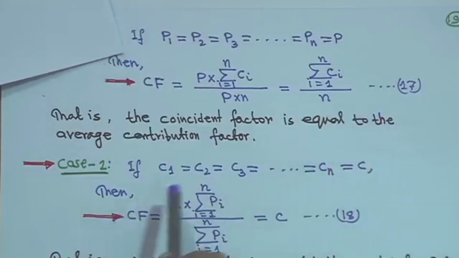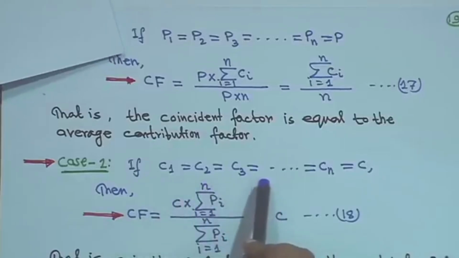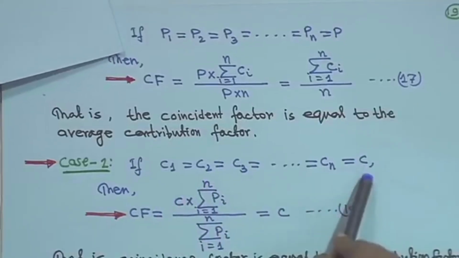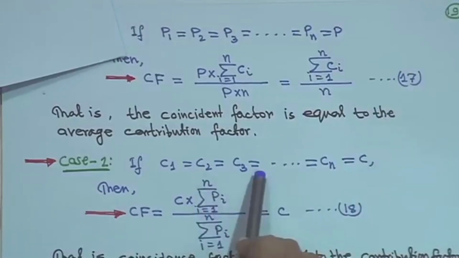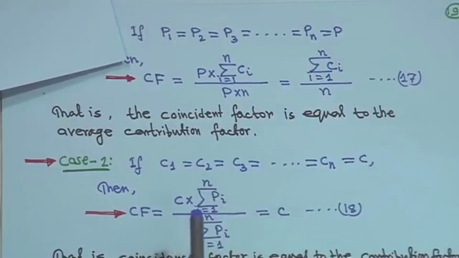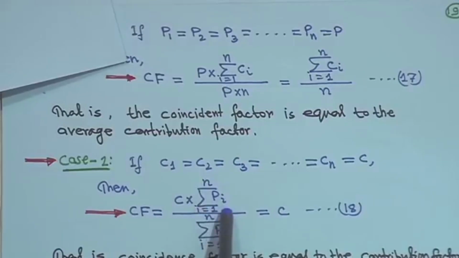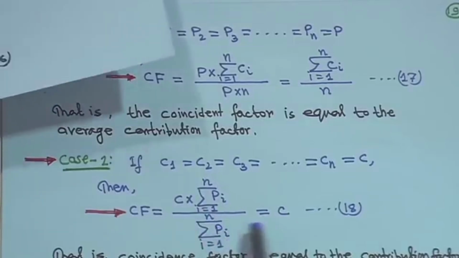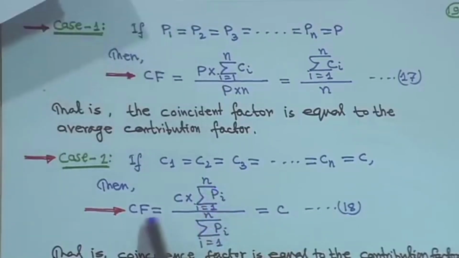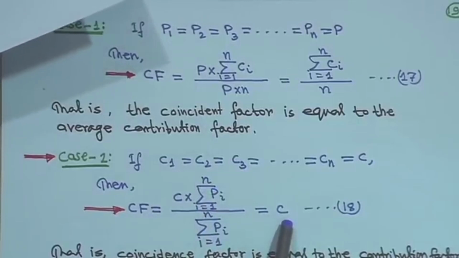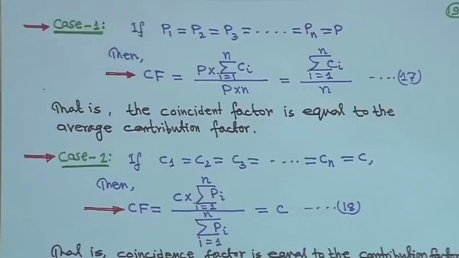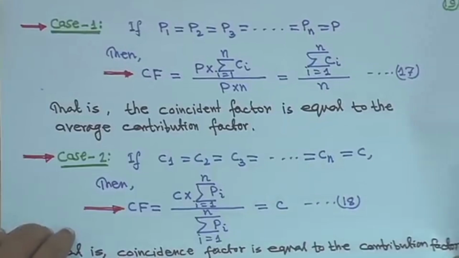Similarly, case 2: if C1 = C2 = C3 = ... = Cn = C, all are the same contribution factor. In this case, Cf will be C times the sum from i = 1 to n of Pi upon the sum from i = 1 to n of Pi, so this term will be cancelled. So, Cf will be equal to C, that is, the coincident factor is equal to the contribution factor. So, till now we have seen so many terminologies.